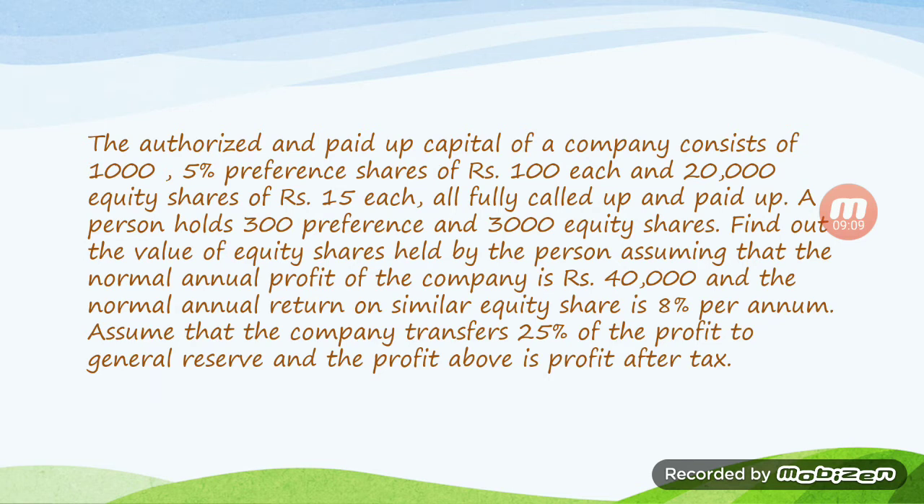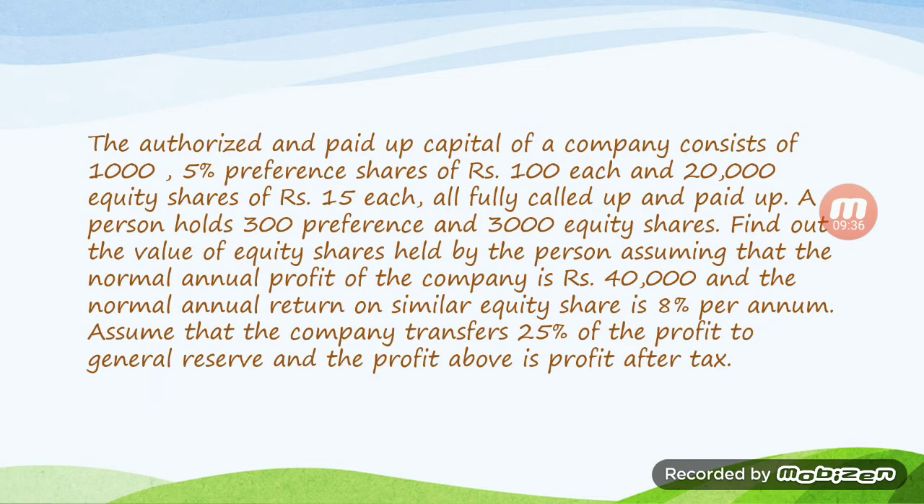This is the profit earned by the company. So we have to start the answer from this 40,000. And the normal annual return on similar equity shares is 8% per annum. Assume that the company transfers 25% of the profit to general reserve and the profit above is profit after tax. So the 40,000 is a profit after tax. We need not deduct tax payable because the given profit is profit after tax.